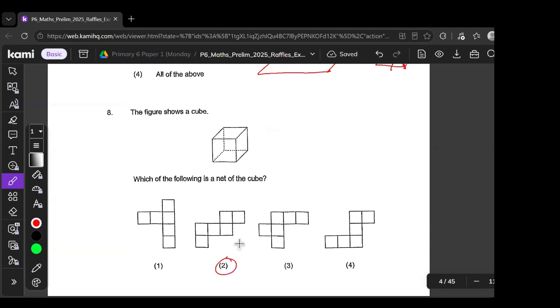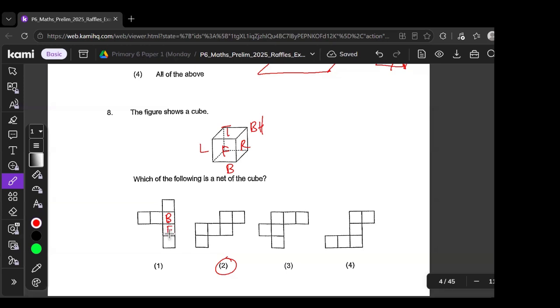Okay, number 2. Once again, if you are not sure how to do it, you're supposed to put the labels: bottom, front, left, right, top, behind. Try not to put numbers, you put letters, it will be more meaningful. So the bottom, put it at the square where it's the most connected. Then you start folding mentally. When you fold outwards, this is your front.